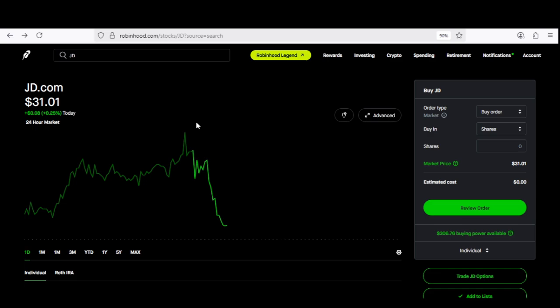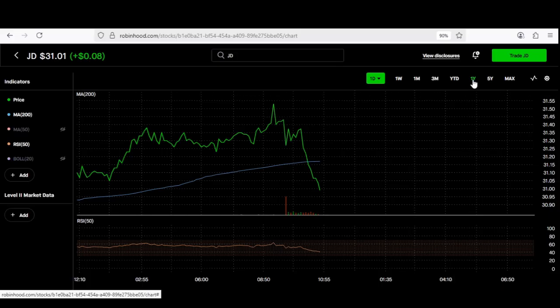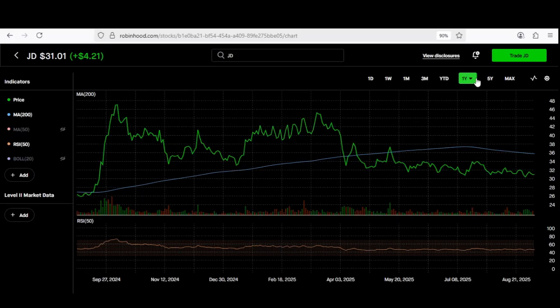Now, you guys know how we do. We like to go ahead and get down and dirty with options. That being said, let's go ahead and jump into the advanced feature right here in order for us to get the chart open. We're going to go over to the 1Y, which represents the 1 year mark, in order for us to see how this stock is doing.